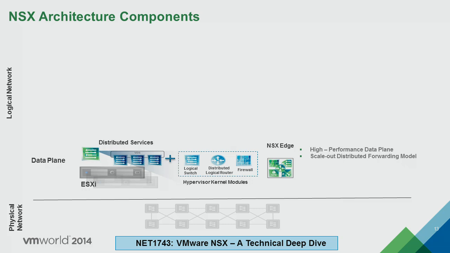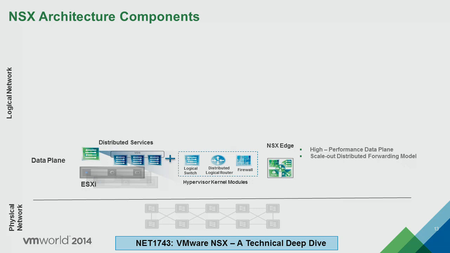Then there are 2 other components called Edge, NSX Edge. What Edge does is provide you interconnectivity and stateful services to the northbound network. So when you have northbound, southbound traffic, that goes via that Edge virtual machine.